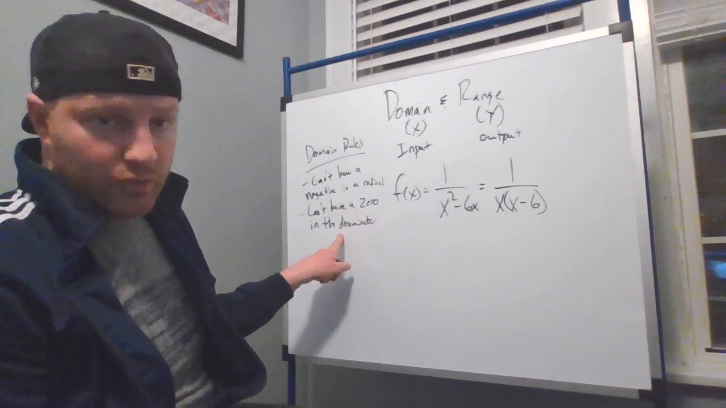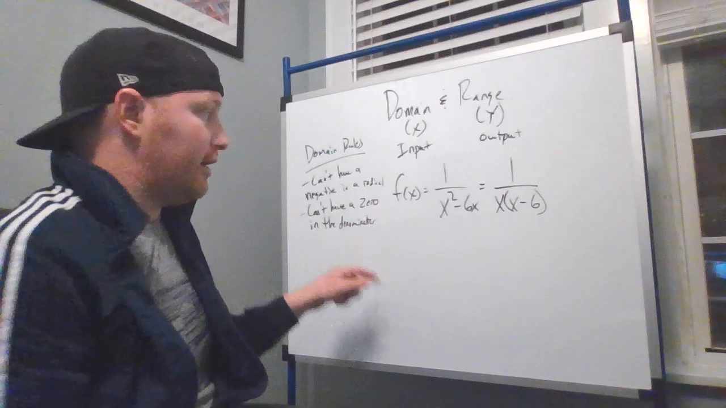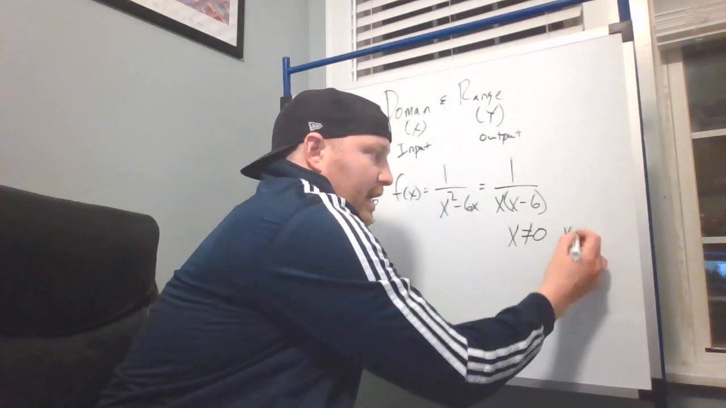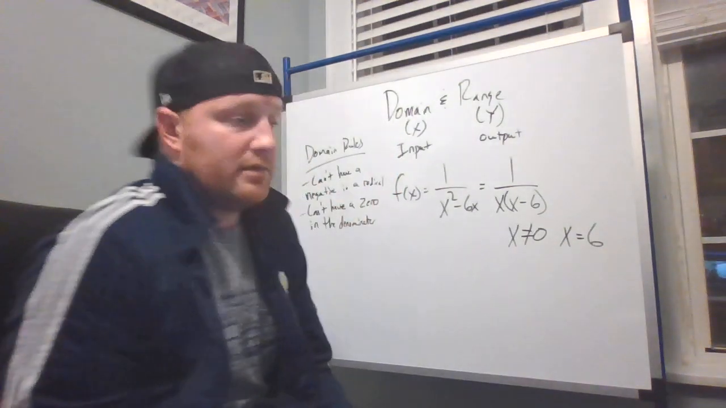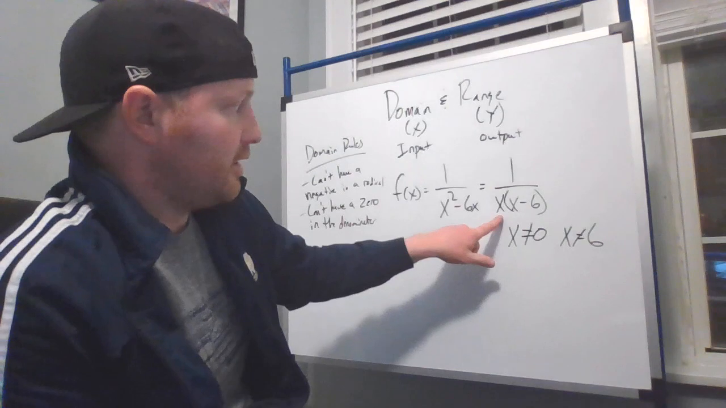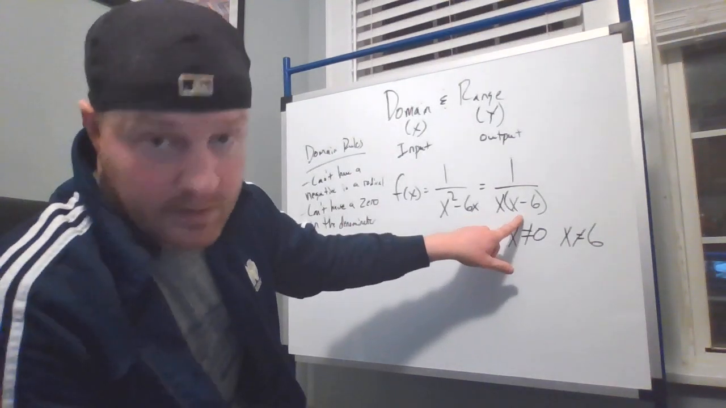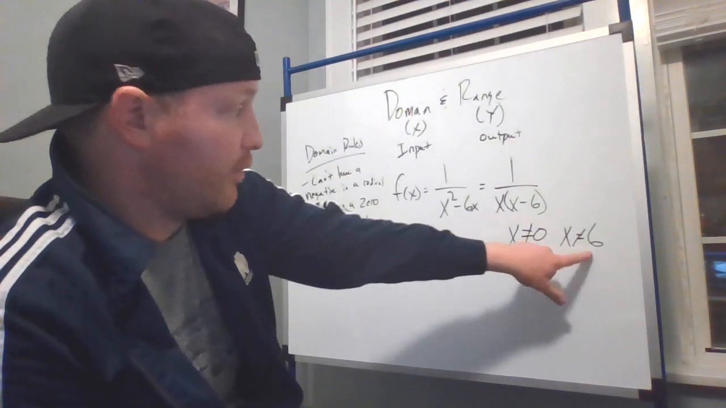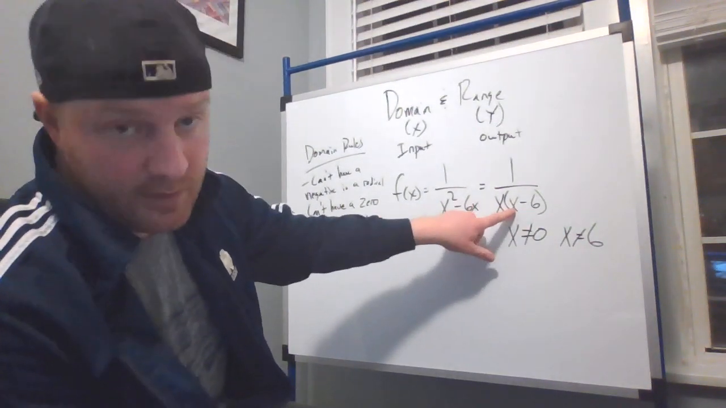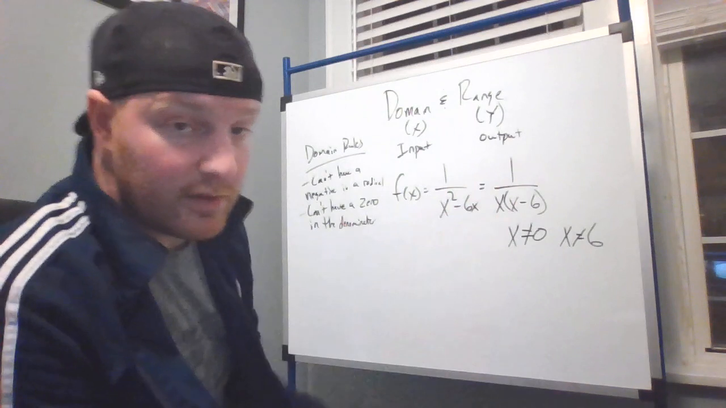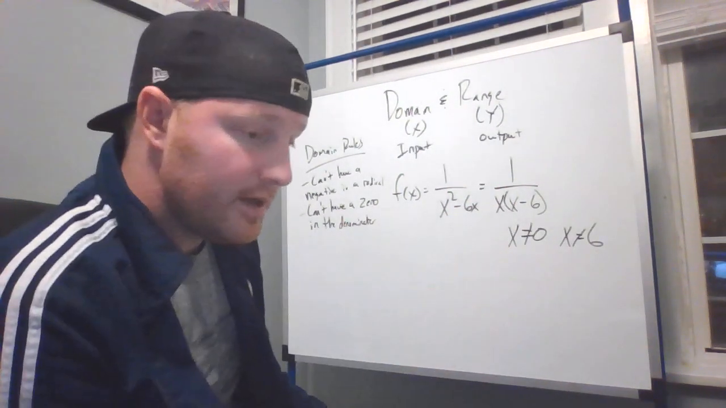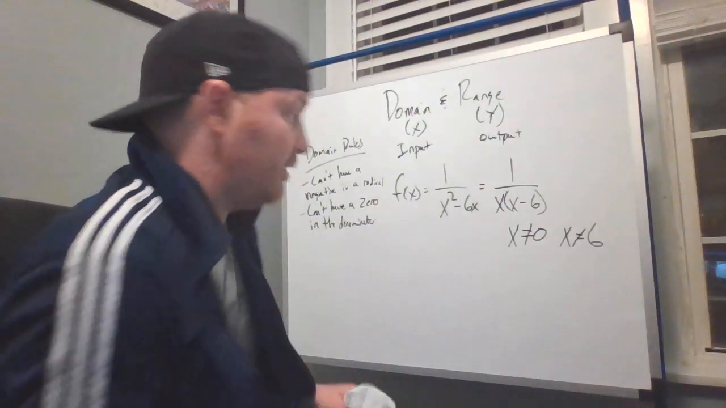Because I'm bound by this rule, I can't have a 0 in the denominator. X cannot equal 0, and x cannot equal 6, because 0 times negative 6 is 0. Just like when I put 6 in place of this, 6 minus 6 is 0. 6 times 0 is 0. Hence, those are the only two numbers that the domain cannot be. So this would be considered a valid answer. That's that. Let me go on to another one.